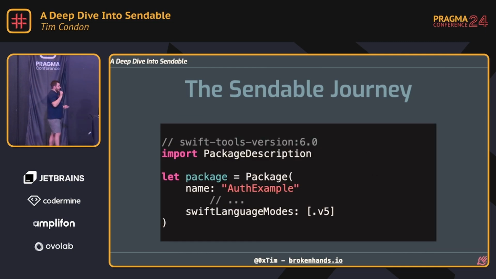If you're building a package with Swift 6 and you want to use the Swift 5 language mode, you can use the Swift language modes flag and set it to v5. If you don't do it, it will default to v6 and you'll get errors.